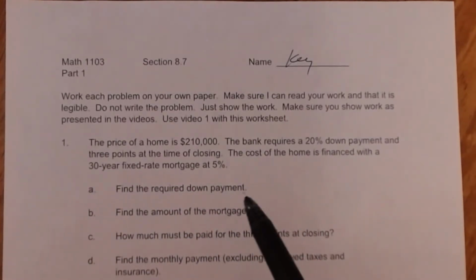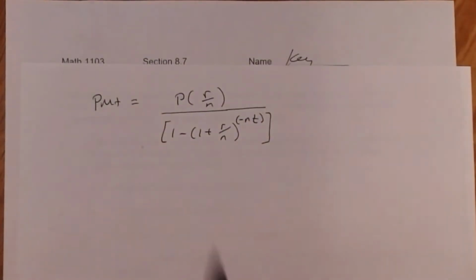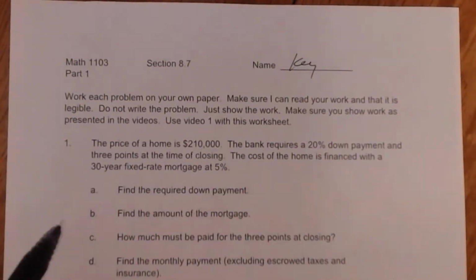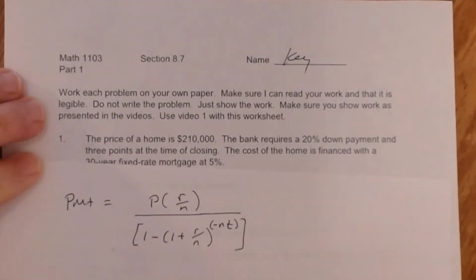All right, so this is an installment loan, just like in the section dealing with car ownership. So the formula is the same as before. You're going to use this formula for finding the monthly payment. Remember you are asked to show the work, so make sure you show all work.